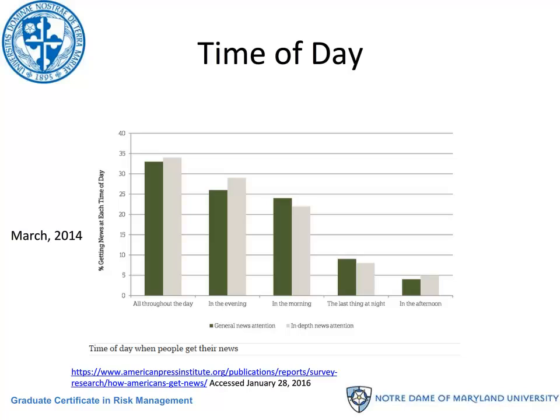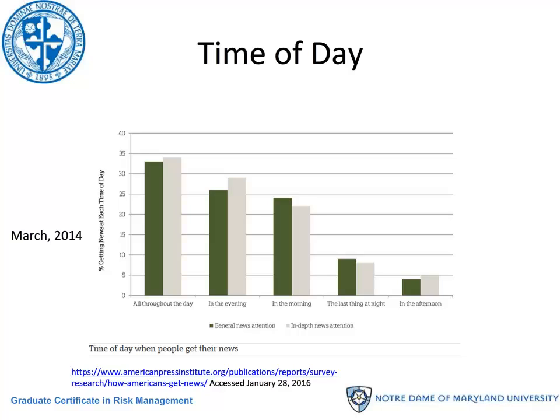Here are some survey results from the American Press Institute in March 2014 that will help you think about impact and influence. This particular graphic is showing us the time of day that people seek their news. The green bar is general news attention and the gray bar is in-depth news attention. You will notice that the most common form of seeking information is all throughout the day. In the afternoon is the least common time for people to be seeking information.